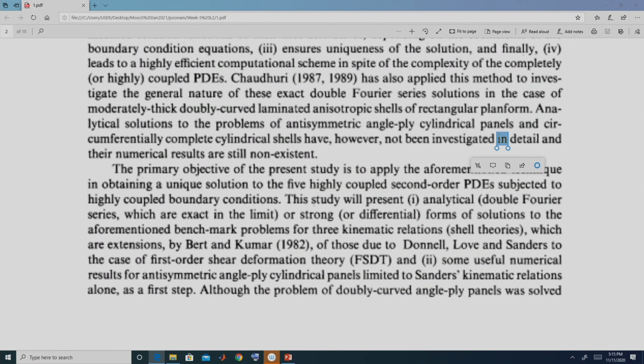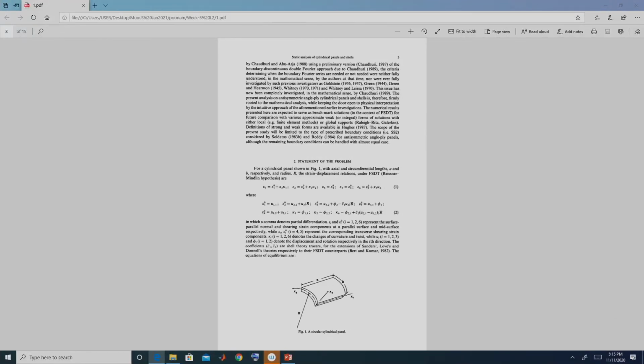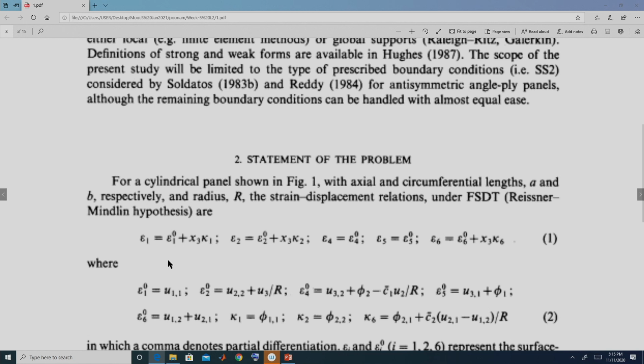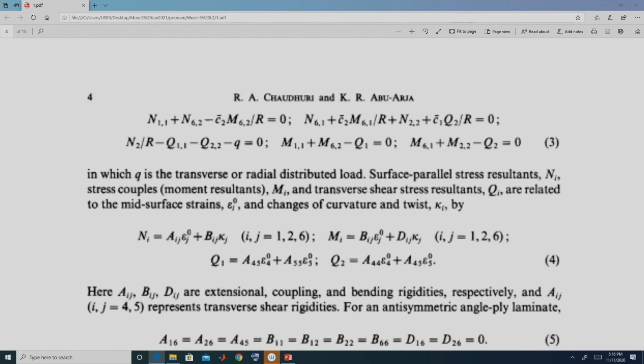I am just going to the theory part. Yes. So, one can see that the strains are expressed as epsilon 4, epsilon 5, epsilon 6, epsilon 3 is 0, and in terms of the displacement field they have represented like this. So, here kappa 1, kappa 2 are basically epsilon 1, 1 of 1, epsilon 2, 2 of 1 and so on. So, it is FSDT type theory, and so these governing equations are obtained.